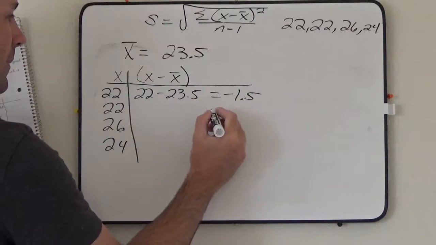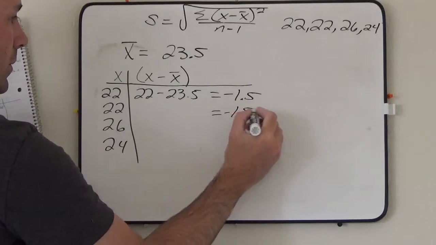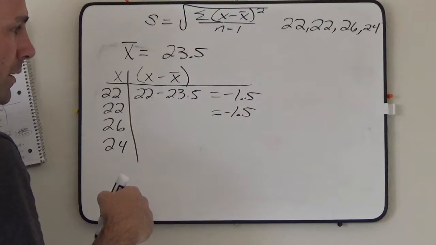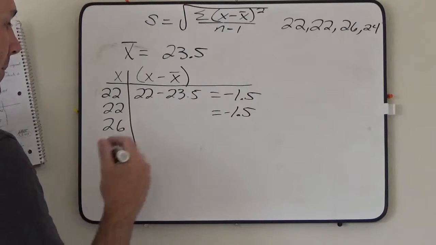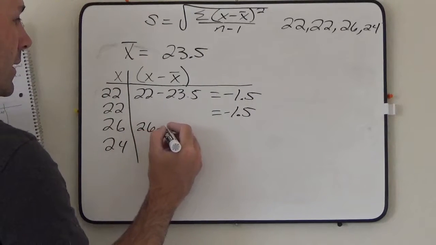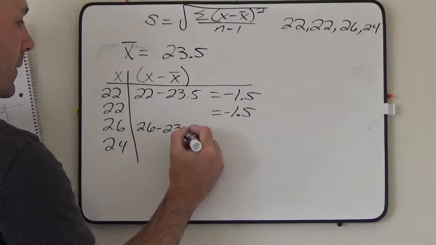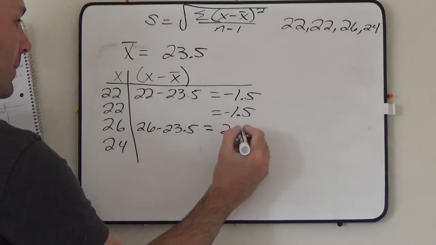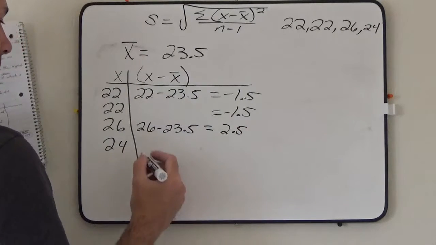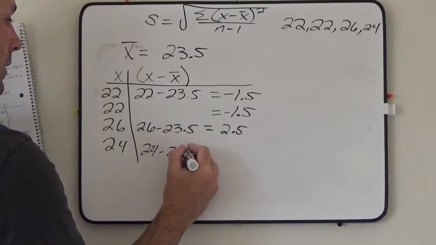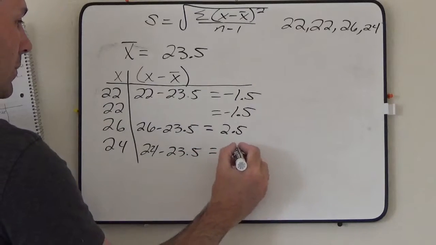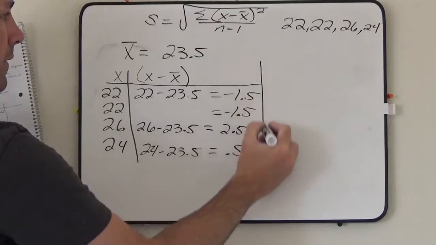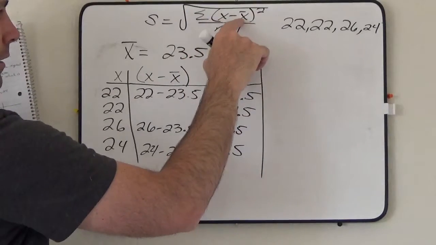This one's going to give me the same answer because 22 is 22, right? Remember how we can get 0 if all of them are the same value? This is how this works up to that. This one right here is 26 minus 23.5. When we do that one, we get 2.5. 24 minus 23.5 gives us 0.5. And so that's taking care of this part right there alone.